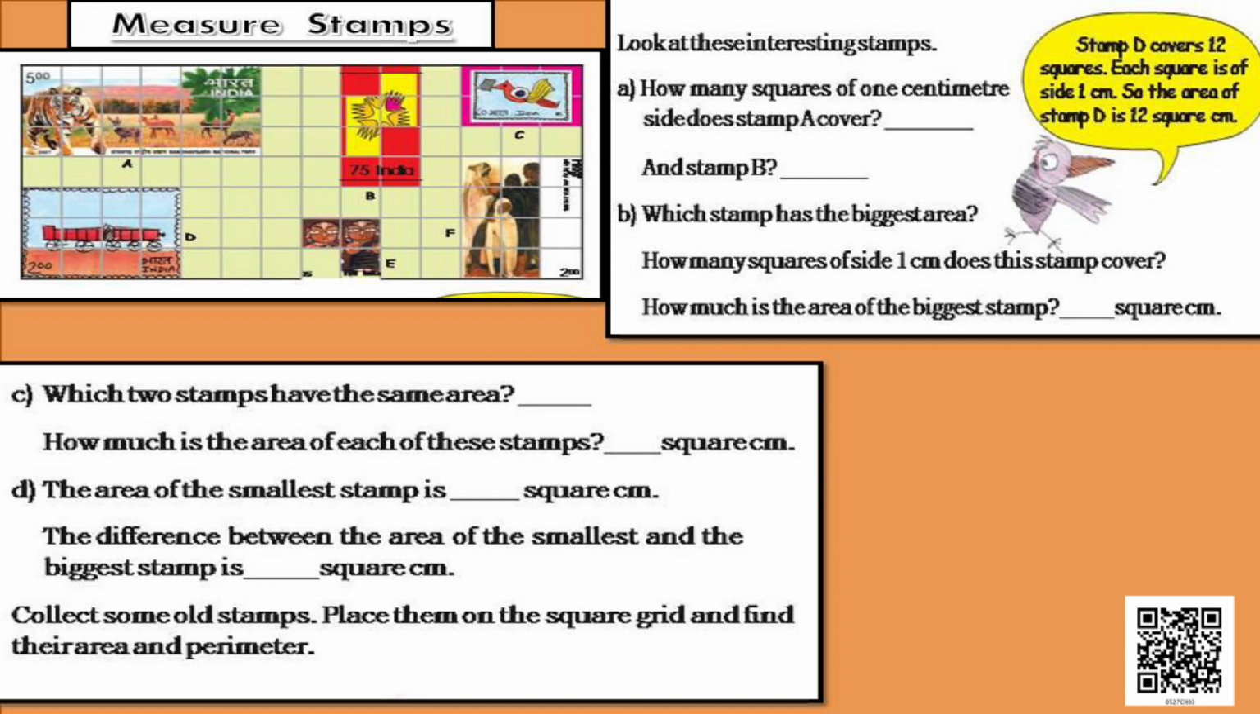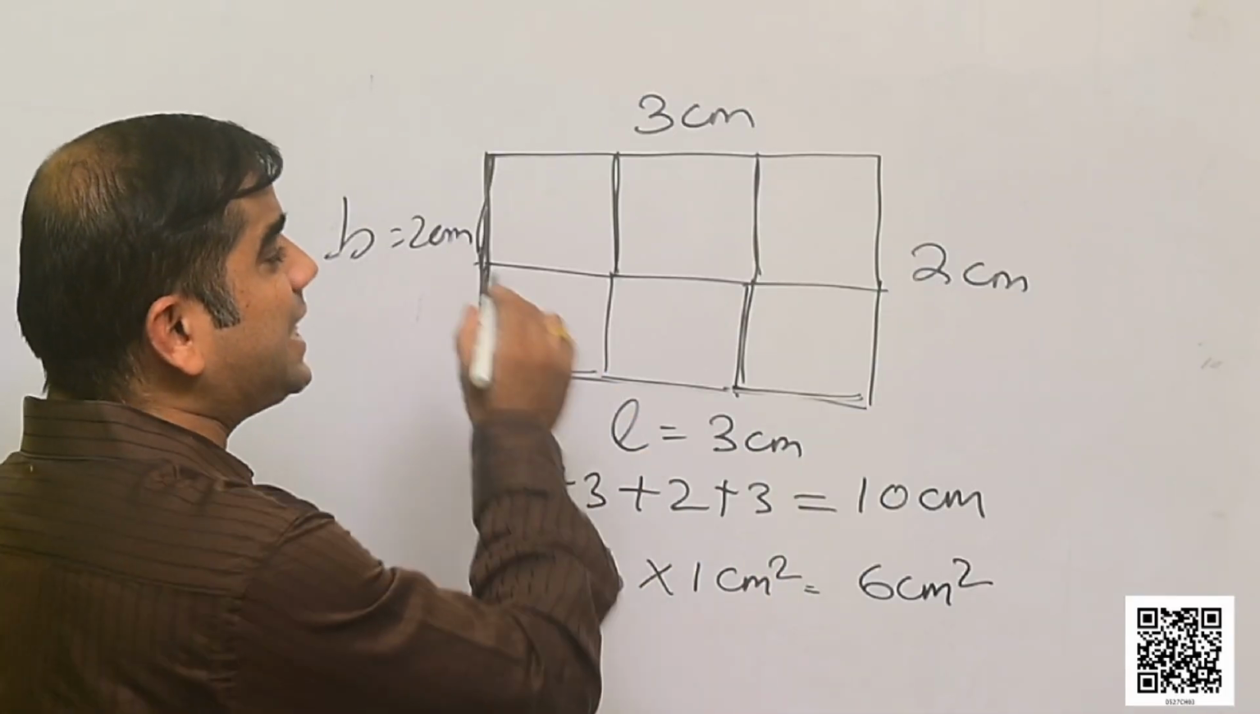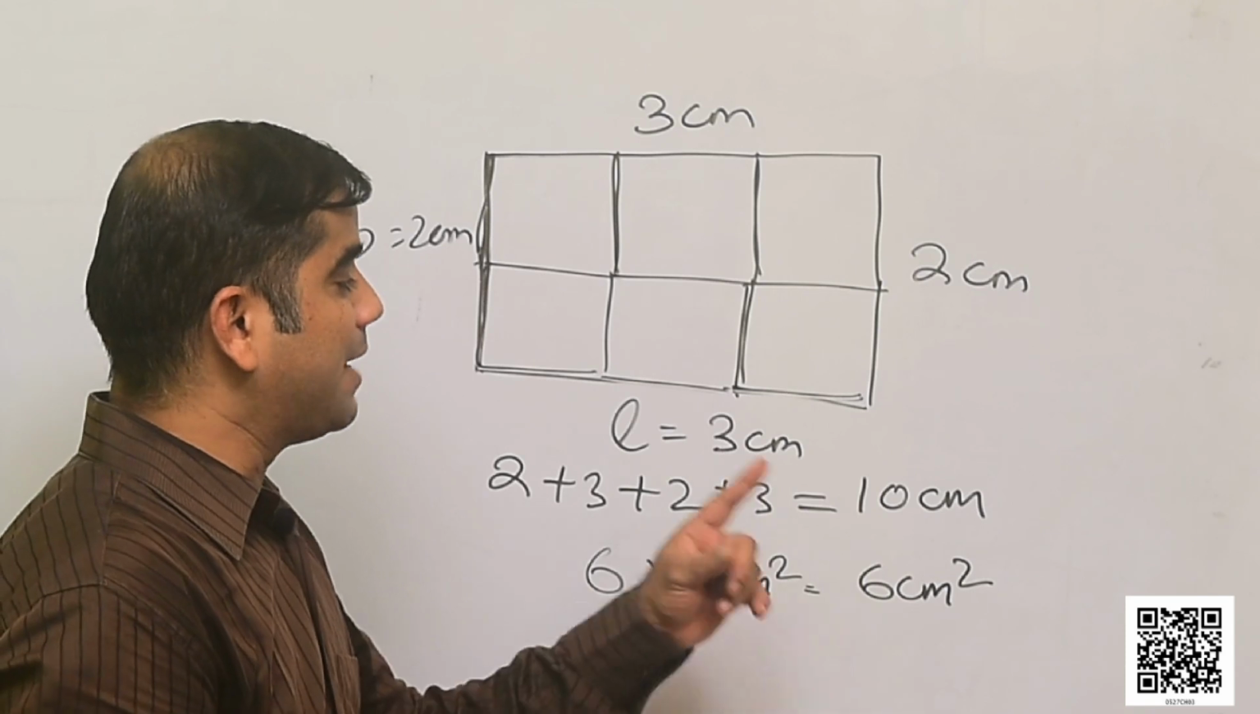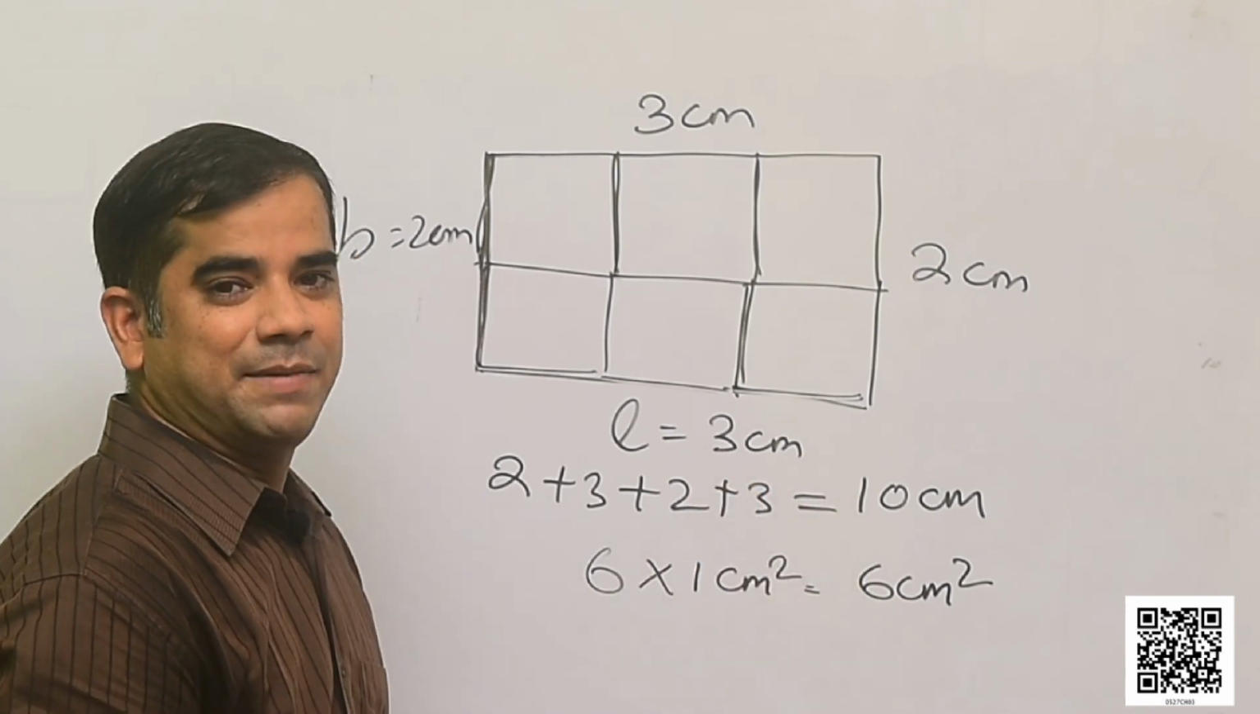So what's the area? As I have already told you, each square is of 1 centimeter side. So what is the area? 1 centimeter square. How many squares are there? 6 squares. So what should be the area of this rectangle? 6 into 1 centimeter square, that is 6 centimeter square. So this rectangle has an area of 6 centimeter square and a perimeter of 10 centimeter. Okay. So let's go to the questions given in your book.